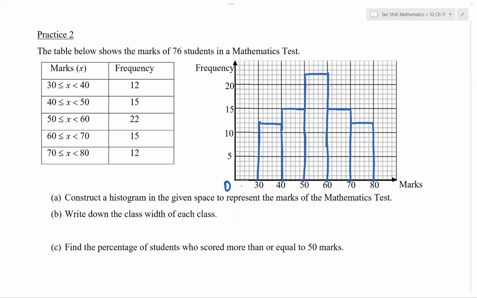Okay, so do a check. Is this what you have? Because if this is what you have, you are almost correct. Take a look at the horizontal axis. We start from 0. The next number that we see is 30, followed by 40, 50, 60, 70, and 80. So the scale is not constant.